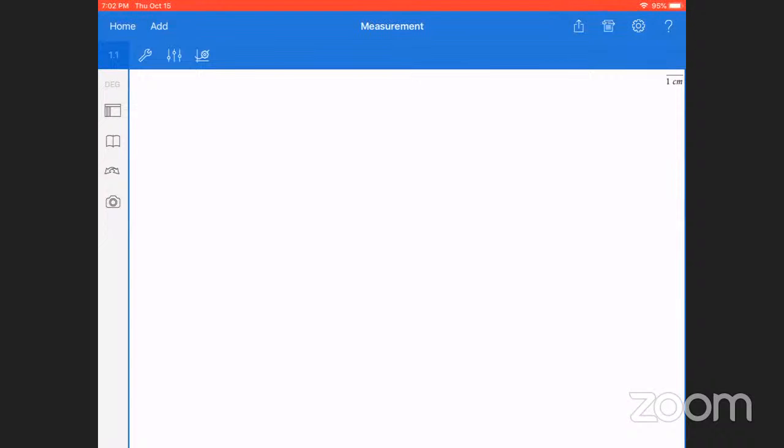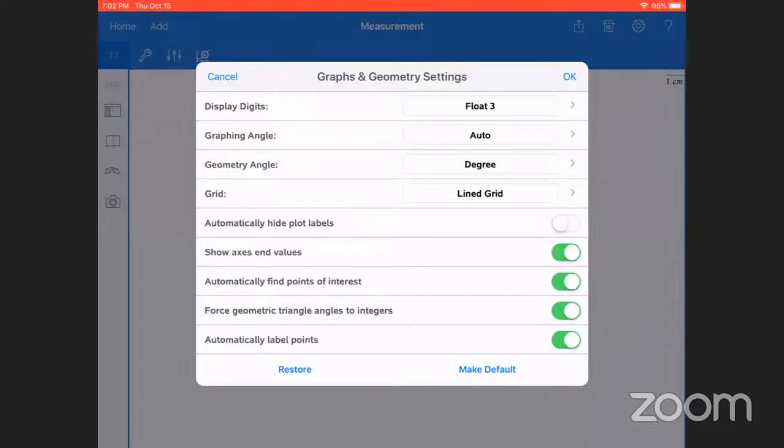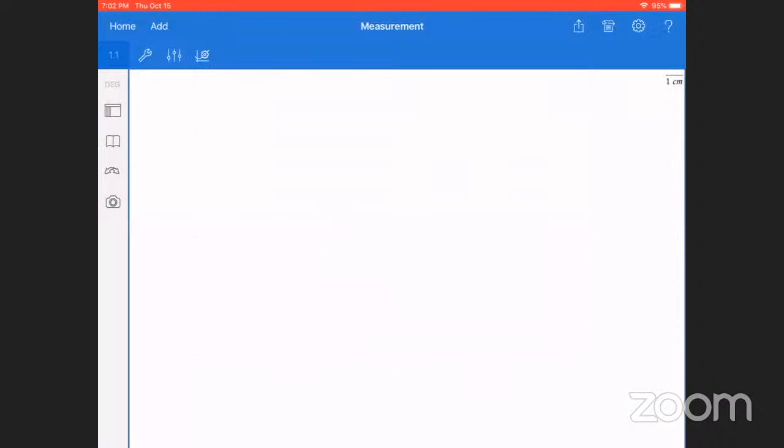The first thing that I would do if I were using this with students is go to the settings icon. You'll see home and add, and below those you'll see a wrench, and then 3 lines with 3 dots, and then what looks like a gear, and that's our settings. You want to make sure that you are forcing the geometric triangle angles to integers and automatically labeling points. That is something that I had done beforehand, but that would be one thing to do before you get started. Then you can just tap OK.